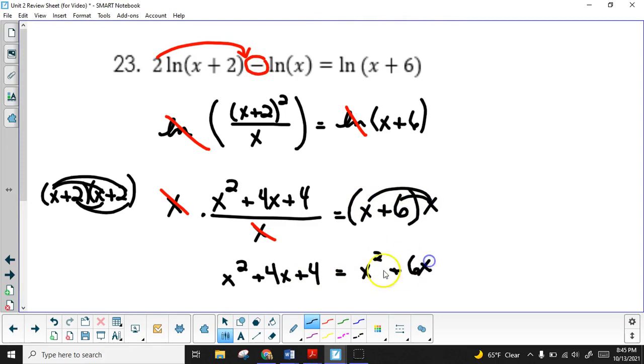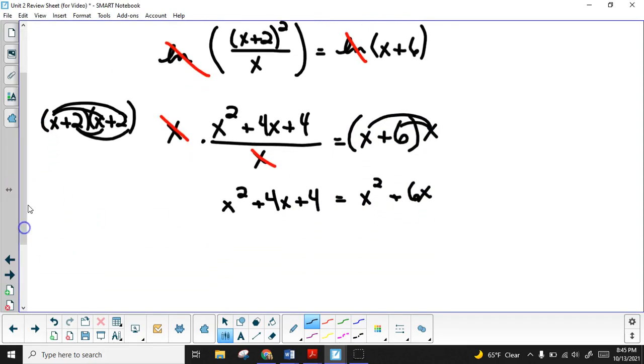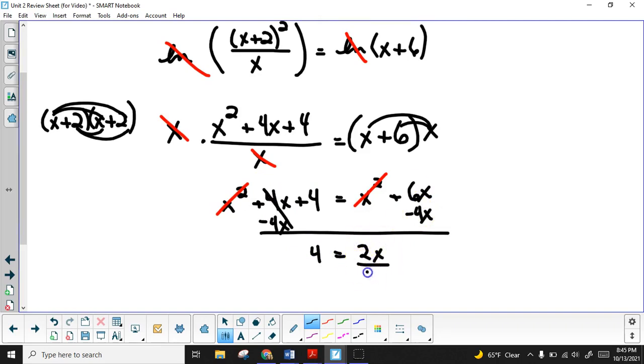So we have x squareds again. So get them on the same side of the equation. What happens when we subtract x squared is that they cancel each other out. Then we have 4x plus 4 equals 6x. Let's get our x's on the same side. We'll subtract. That gives us 4 equals 6x minus 4x, which is 2x. And to get our x by itself, we'll divide by 2. And we get our final answer of x equals 4 over 2, which is 2.